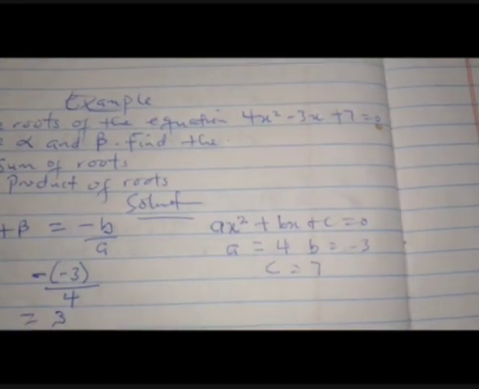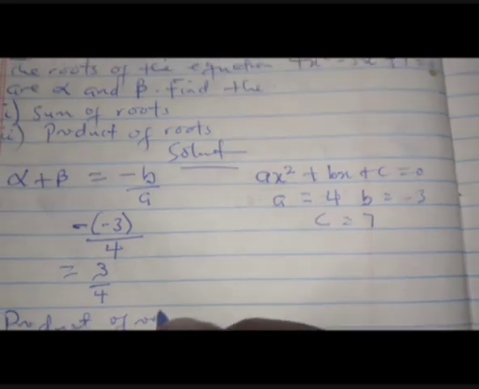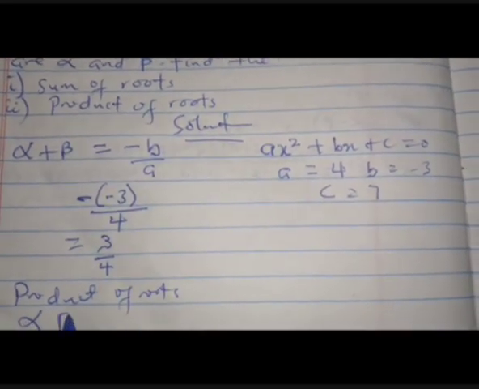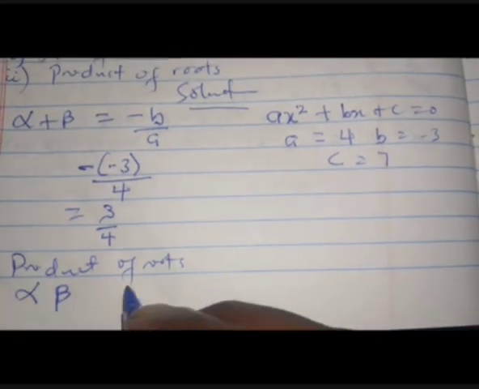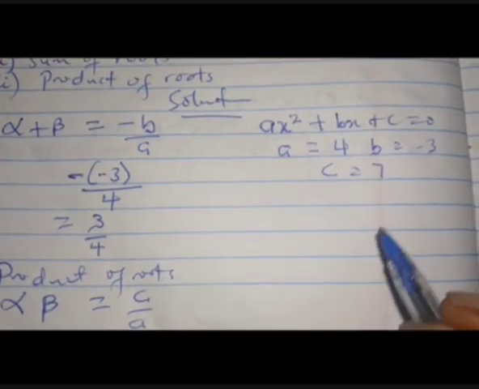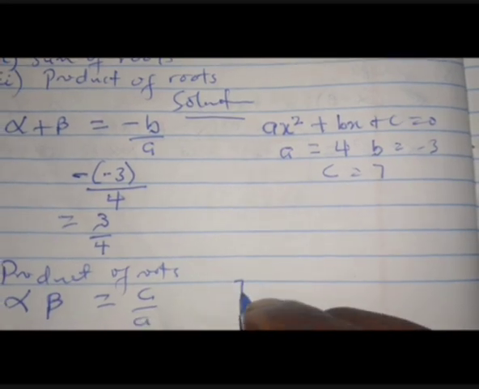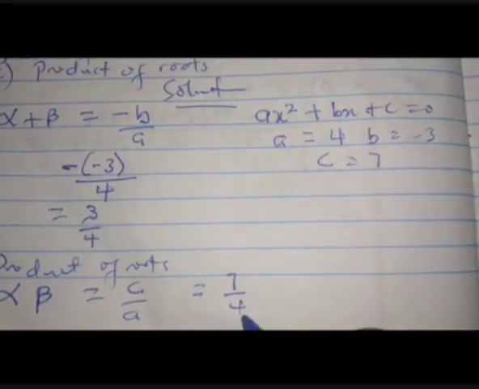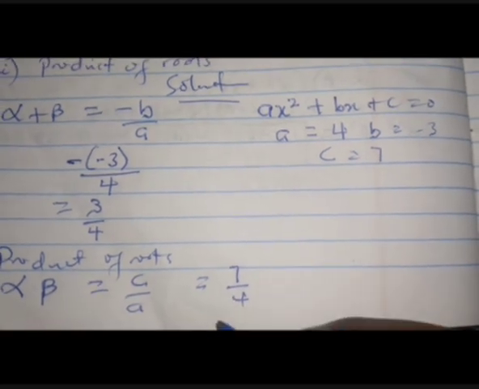Now, the product of roots. For product of roots, alpha times beta is giving us c over a. Our c value is 7. Then our a value is 4. So this is our product of roots, 7 over 4.